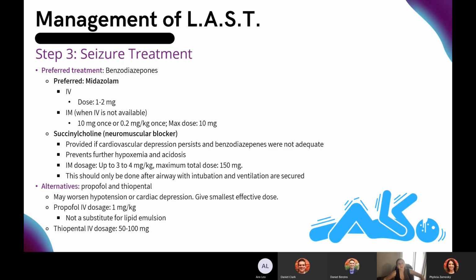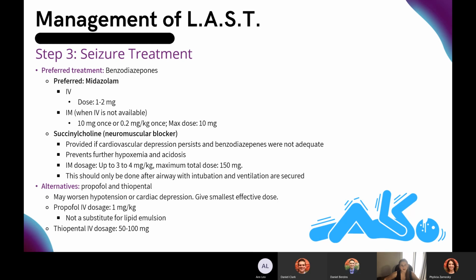So if things do progress to a seizure, benzodiazepines are the preferred medication because they have limited potential for cardiac depression, or the ones that do. So midazolam is the first line benzodiazepine that would be chosen. And you would usually dose between 1 to 2 milligrams via IV. However, if IV drugs are not in your scope of practice, you may want to provide IM midazolam.